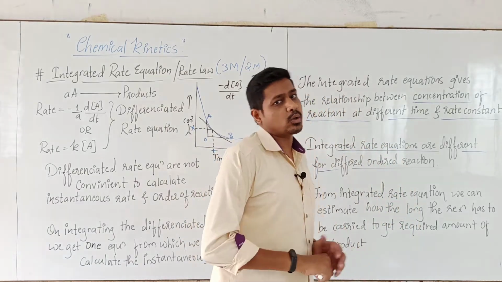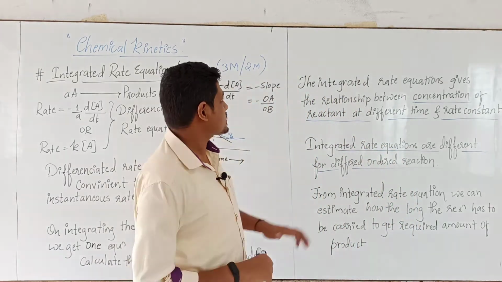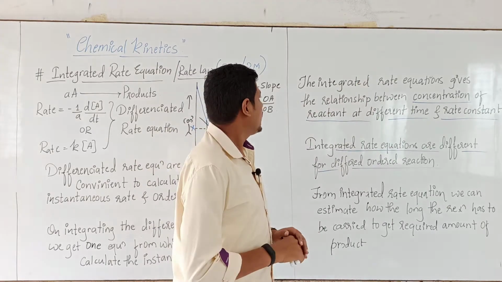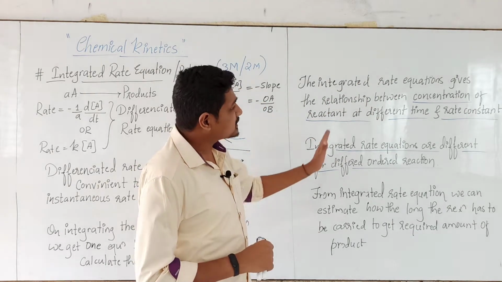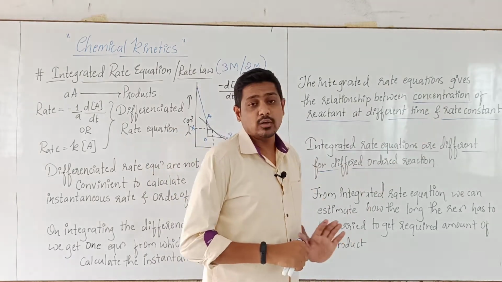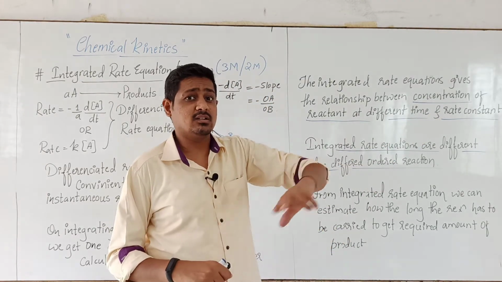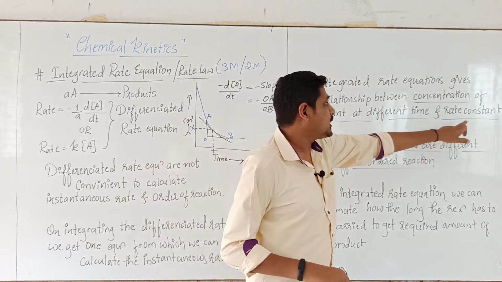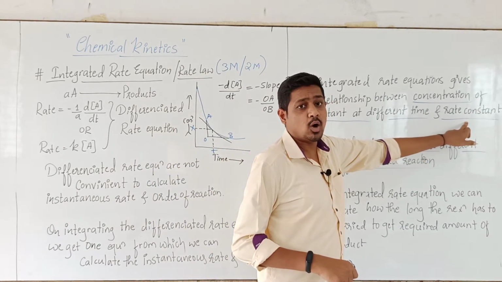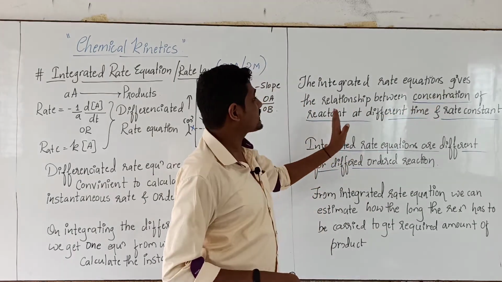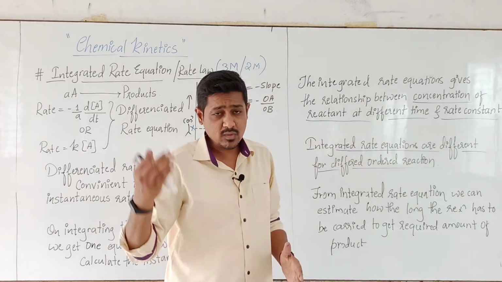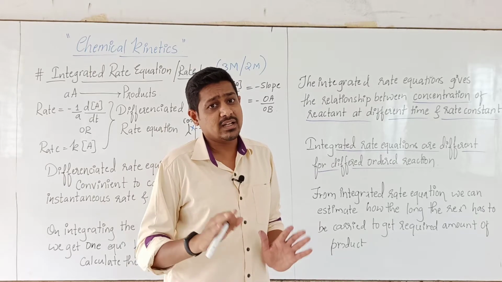The importance of the integrated rate equation is that it gives the relationship between the concentration of a reactant at different times and the rate constant. It covers everything. With the help of the rate constant you can calculate the order of the reaction, and with the help of the concentration of reactant at different time intervals you can calculate the instantaneous rate.